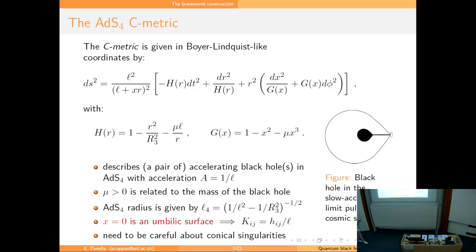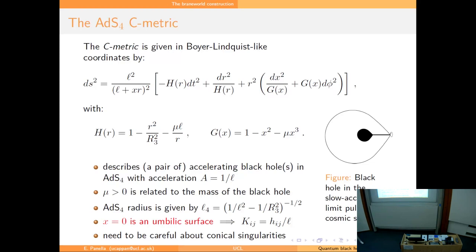And maybe a key property here to mention is that x equals 0 is a so-called umbilic surface, and that will help us a lot in the holographic construction. An umbilic surface is just a surface where the extrinsic curvature is proportional to the induced metric on the surface. That will actually simplify a lot of calculations.